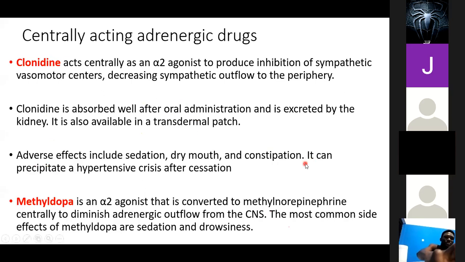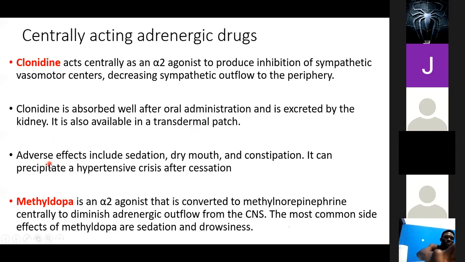And it's excreted by the kidney. It can also be given via the transdermal patch. Okay, so we've got the enteral route and the parenteral route. That's pharmacology 1, so try to understand that.